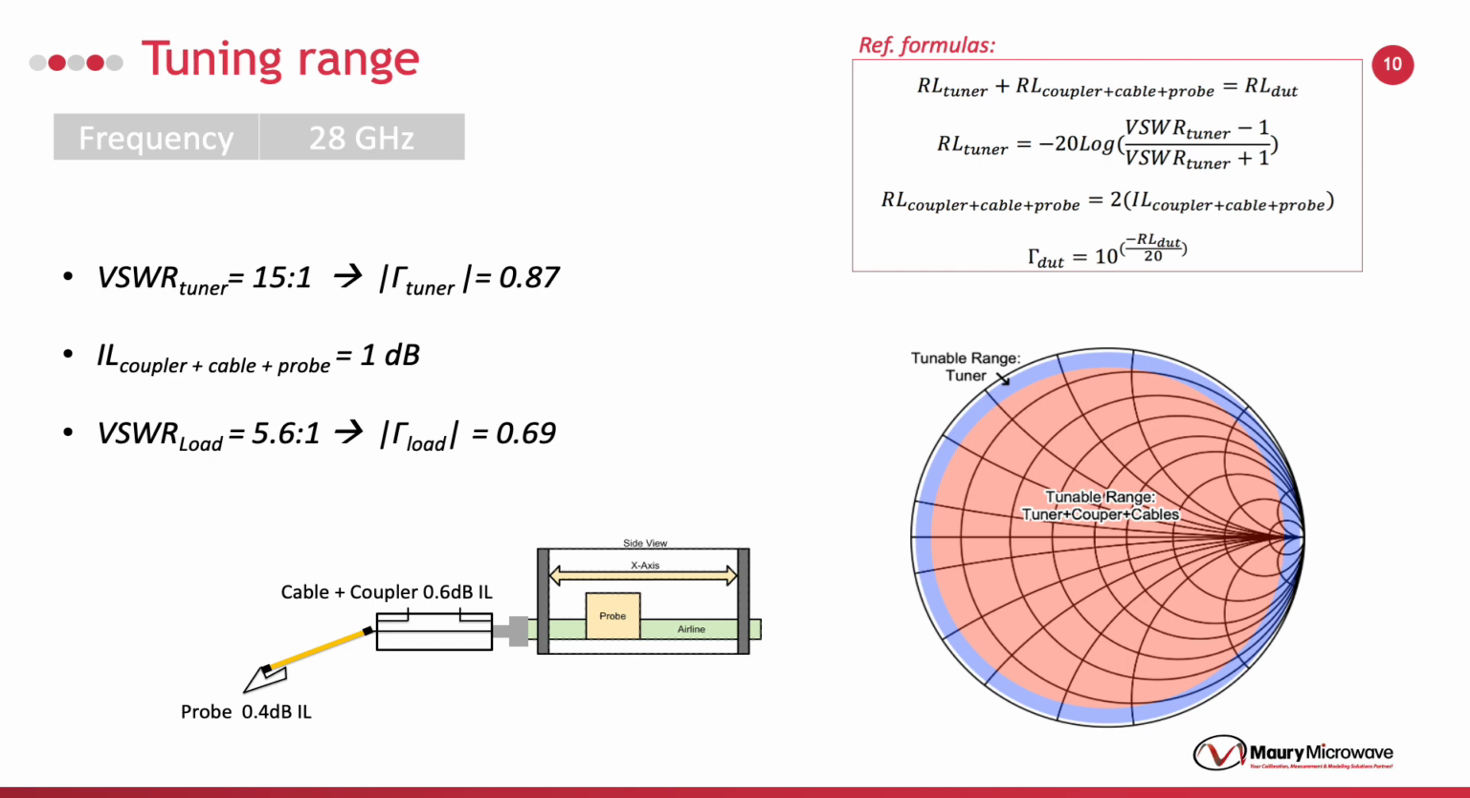Assume a tuner with a 15 to 1 VSWR specification, equal to 0.87 gamma. A probe at 28 GHz is typically 0.4 dB, and assuming the best scenario, 0.6 dB between cable and coupler. This will only achieve 0.7 gamma at the DUT reference plane. This value will easily become lower if longer cables need to be used or if you go to a higher frequency. We will discuss in the following slides what Mori has developed to support tuner range challenges.